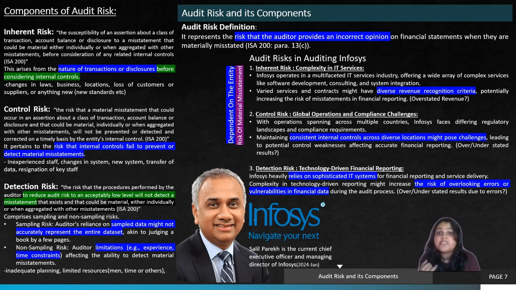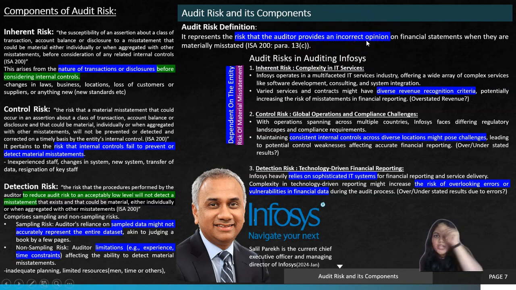Correct. The inherent risk and control risk are very high. That means the auditor has to perform so many procedures. And if something is challenging the auditor from doing so many procedures, that is where the detection risk comes in. So, if the financial statements have some material misstatements and the auditor fails to identify those, then there is a risk that the auditor provides an incorrect opinion.